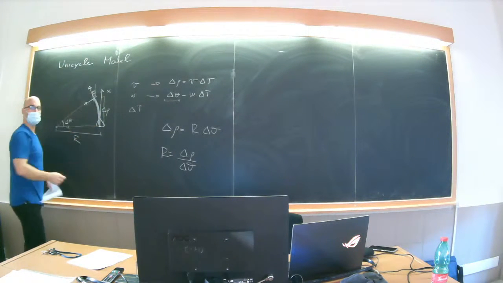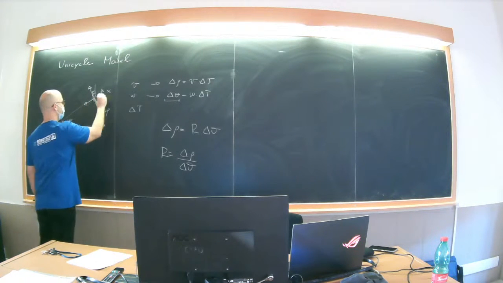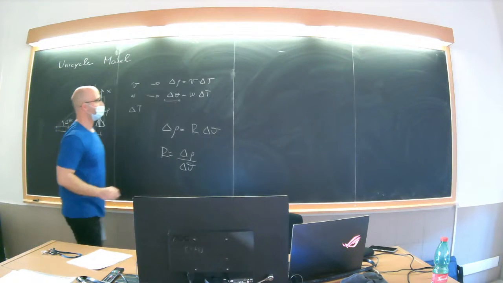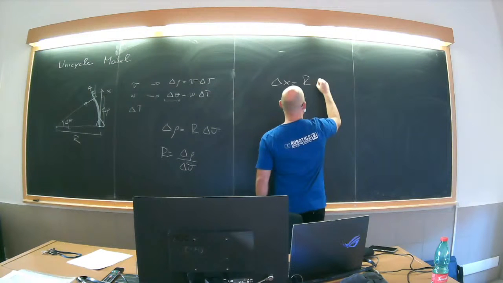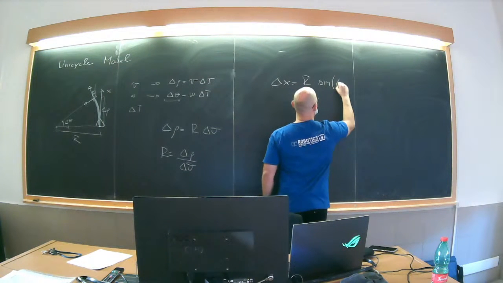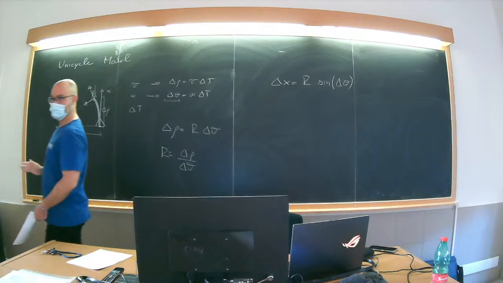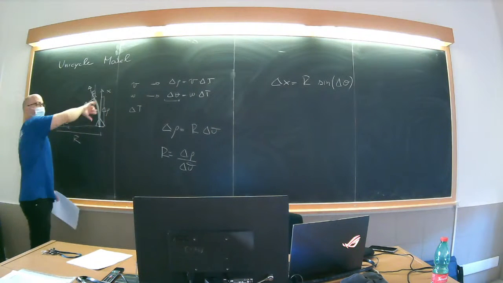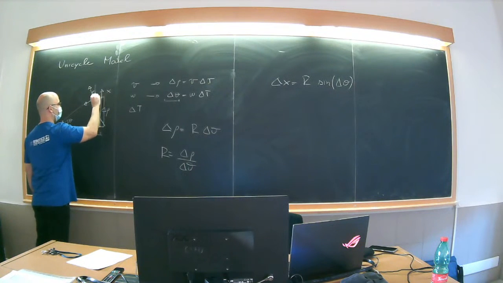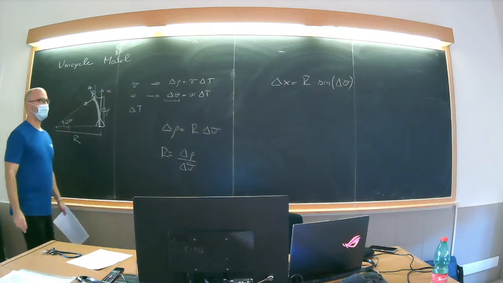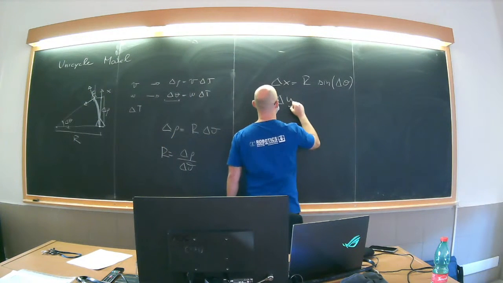It's the sine of the angle, right? So basically, I can call this quantity over here delta x, which is equal to r times sine of delta theta. It's this quantity over here. How much is this quantity over here, which we call delta y, right?